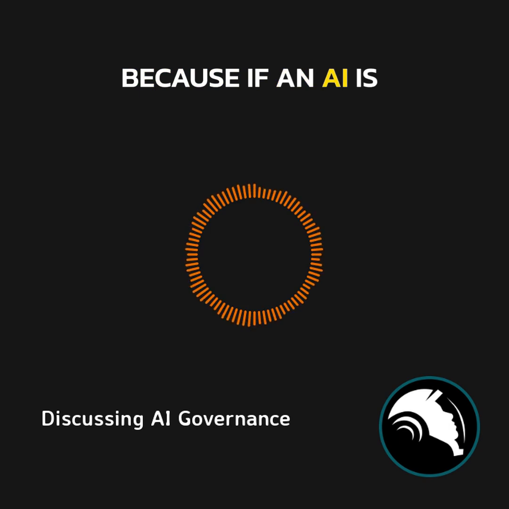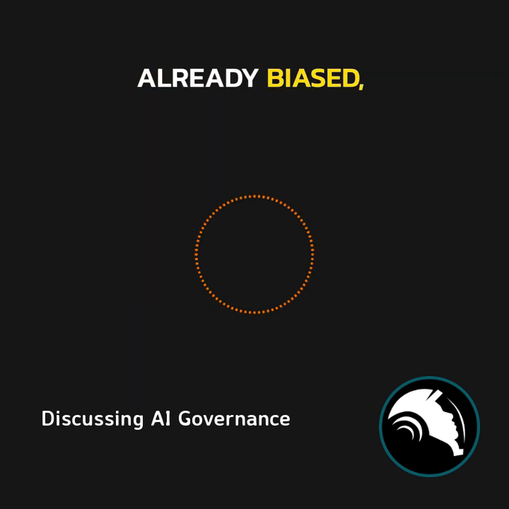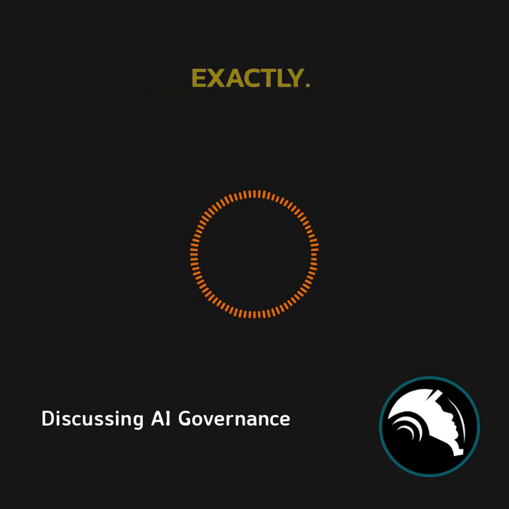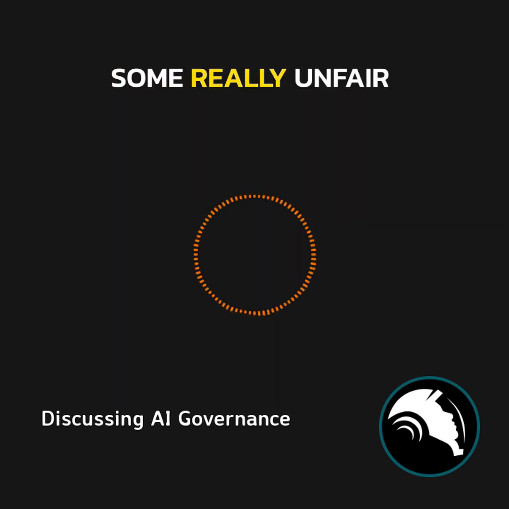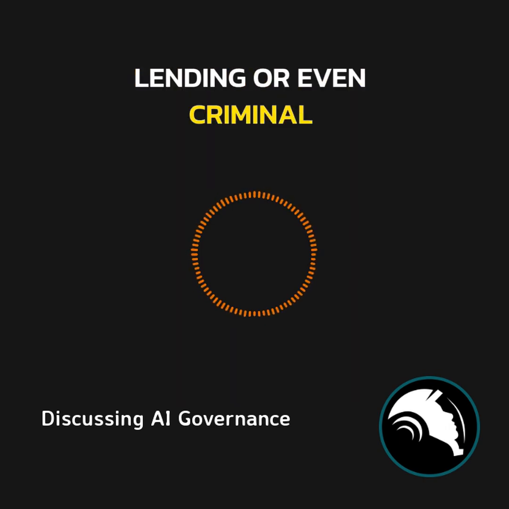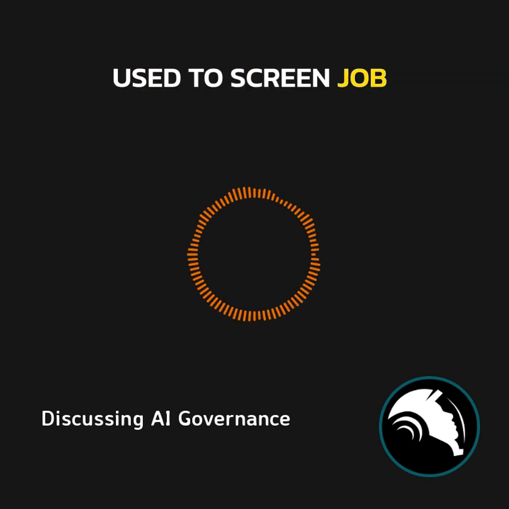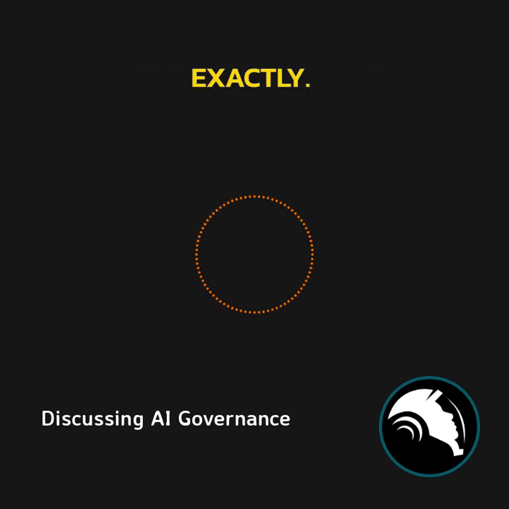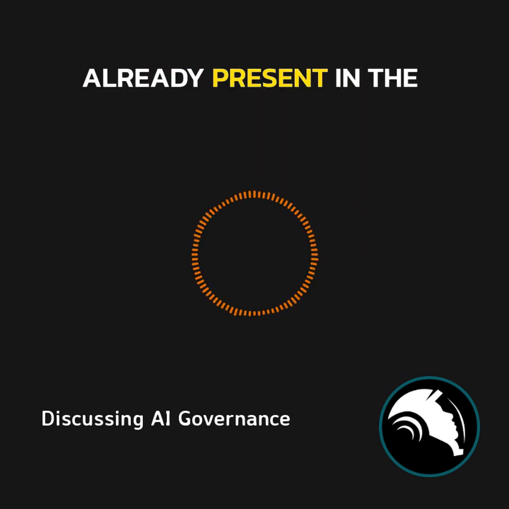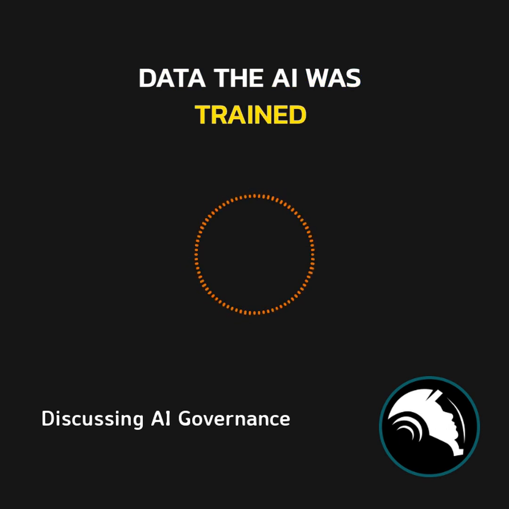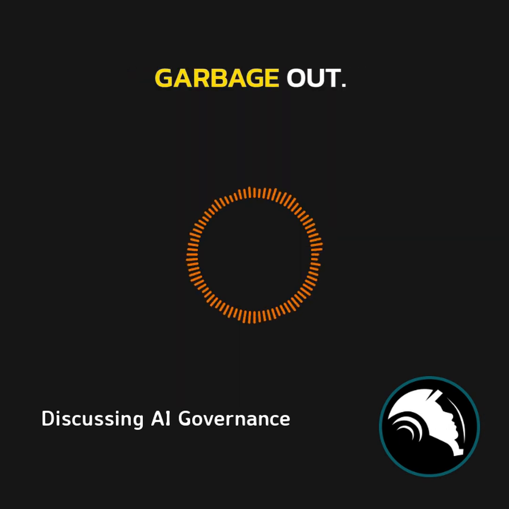Right, because if an AI is trained on data that's already biased, it's just going to learn to be biased too, right? Exactly. And that can lead to some really unfair outcomes, especially in things like hiring, lending, or even criminal justice. Yeah, it's like those stories you hear about AI being used to screen job applicants, and it ends up discriminating against certain groups of people. Exactly. And it's usually because of biases that were already present in the data the AI was trained on. It's like that old saying, garbage in, garbage out.